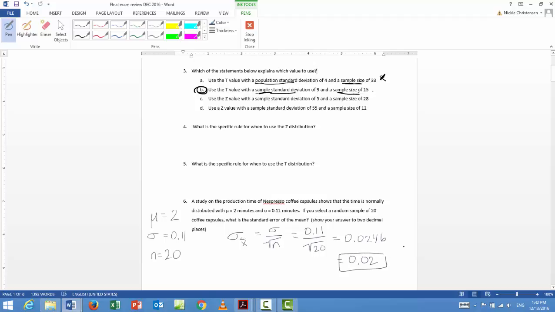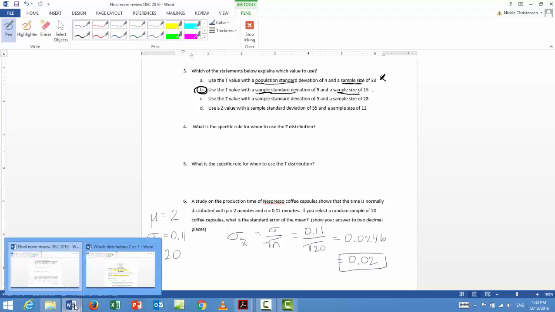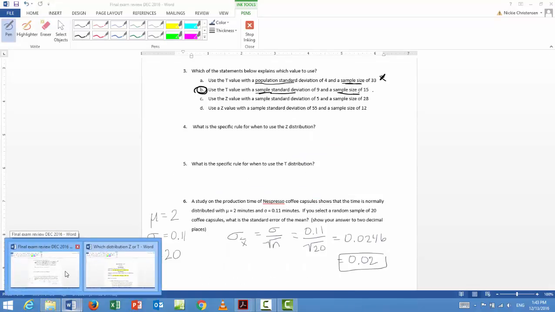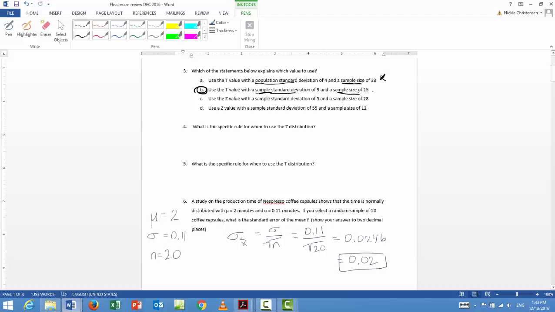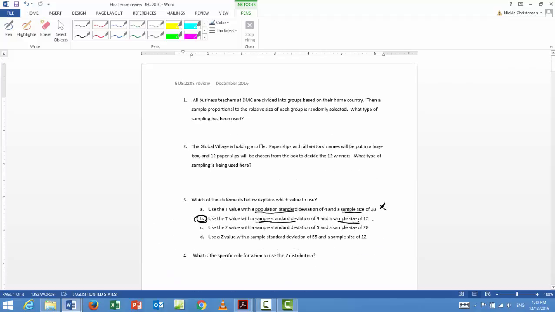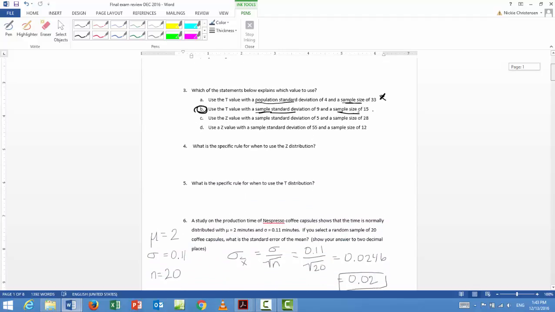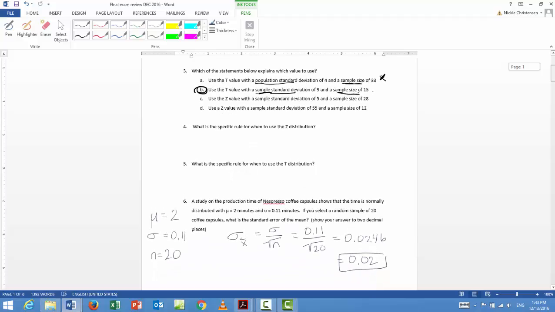Okay? So, I'll say it again, the really important thing for questions 3, 4, and 5, the most important thing really on this first page is you must memorize the rules for when to use z and t. Okay? I have skipped questions 1 and 2. Those are on sampling methods, which we covered in class. I wrote diagrams on the board, okay, and you have PowerPoints about those. All right, so that's questions 3, 4, 5, and 6 for the final exam, December 2016.